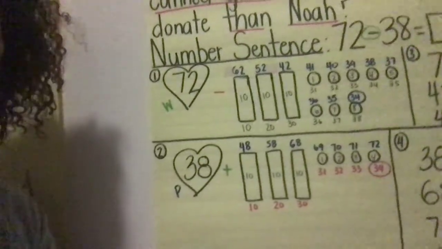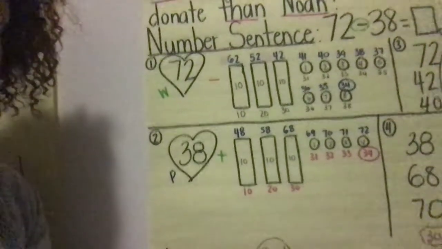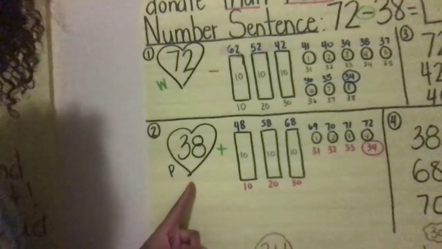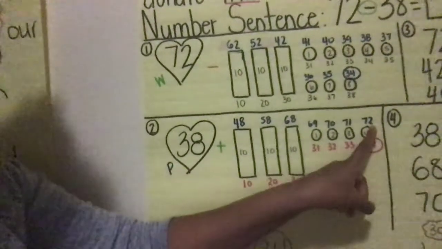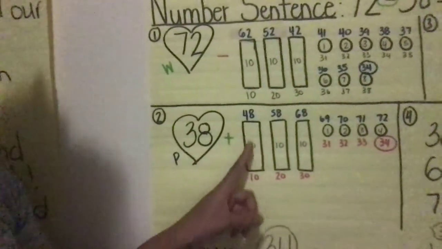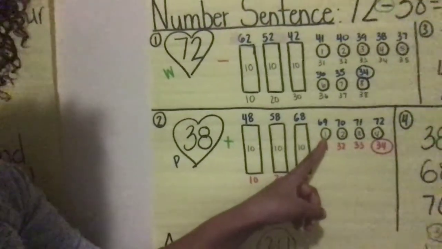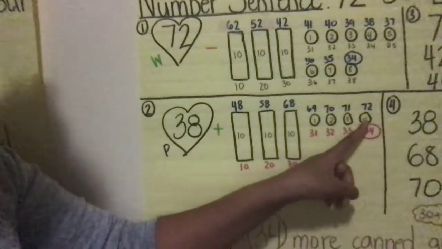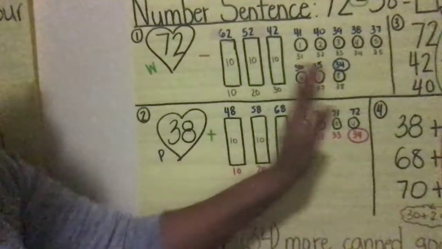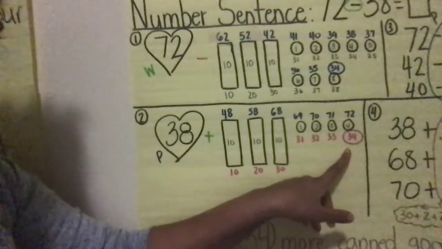And then a second strategy that I used was counting on. And when I count on, I start at the part and I count until I get to my whole. So if I started at 38 and I keep adding tens, I had 48, 58, 68. I switched to adding my ones, 69, 70, 71, 72. When I count what I put out, 34, and that's my other missing part.